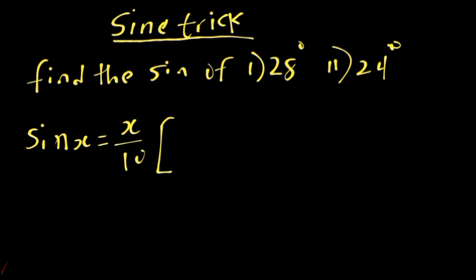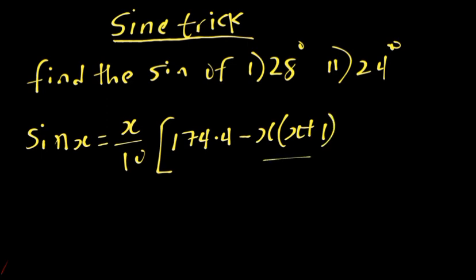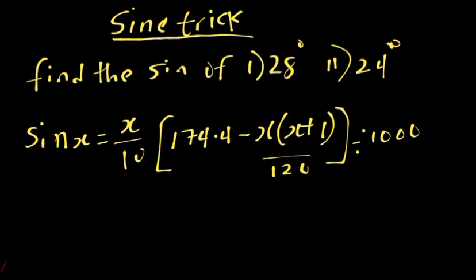Then you have this, these are the formula you use, 174.4 minus x multiplied by x plus 1 over 120, then divided by 1000. Now this formula might look tedious or big in most people's eyes, but this formula is pretty simple to use. I'm going to be explaining it step by step so that you get a better understanding. Now this formula, I'm going to explain it step by step for you.